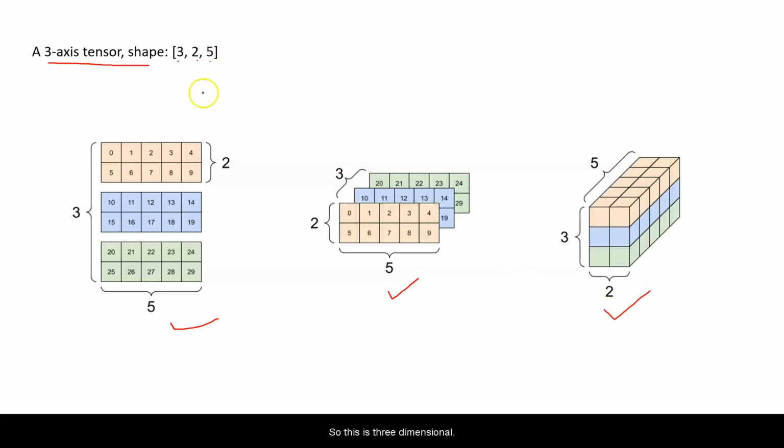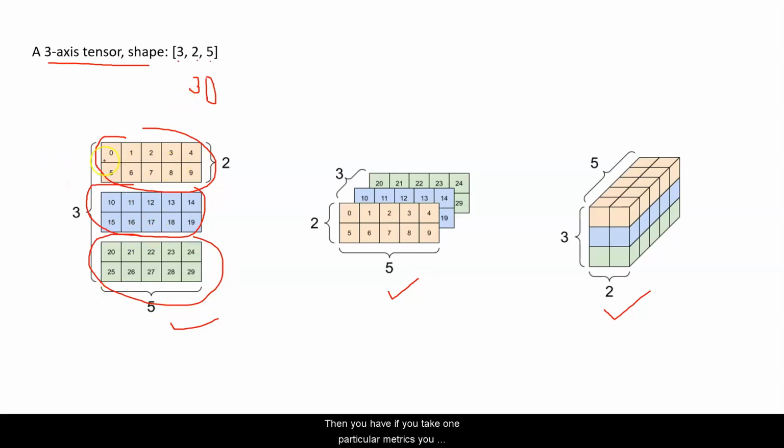So this is a 3-dimensional tensor or a 3D tensor or a 3-dimensional array of shape 3, 2, 5. Why 3? Because you have 3 blocks or 3 matrices which are shown in 3 different colors. Then, if you take one particular matrix, you have for each of that matrix 2 rows, and of course you have 5 columns.